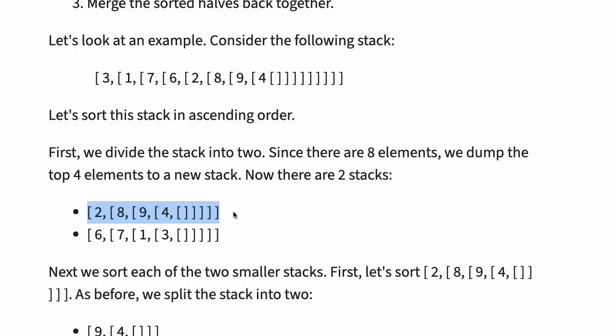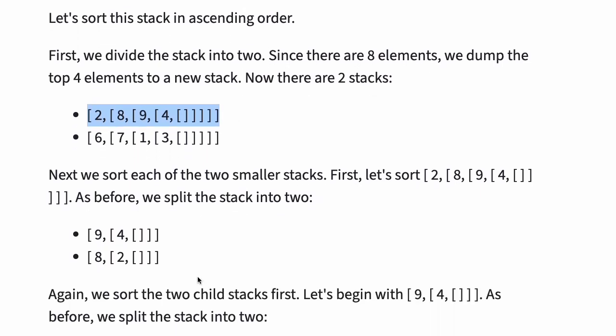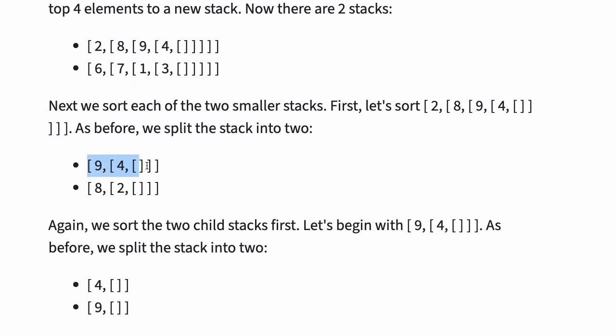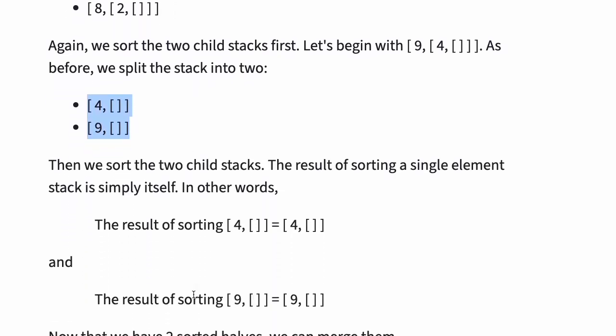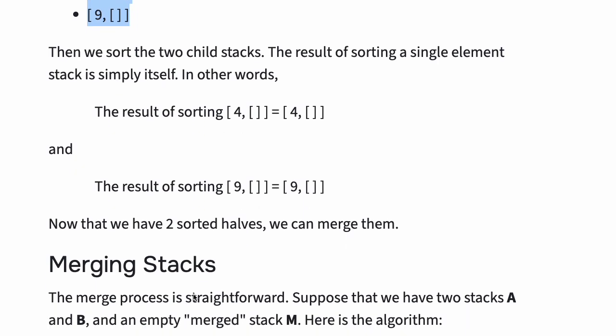As before, we split this stack into 2, the stack 9, 4 and the stack 8, 2. Again, we sort the 2 child stacks first. Let's begin with 9, 4. As before, we split the stack into 2, stack 4 and stack 9. Then we sort the 2 child stacks.